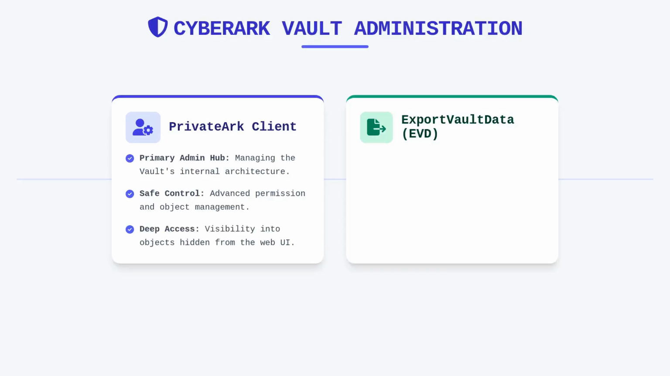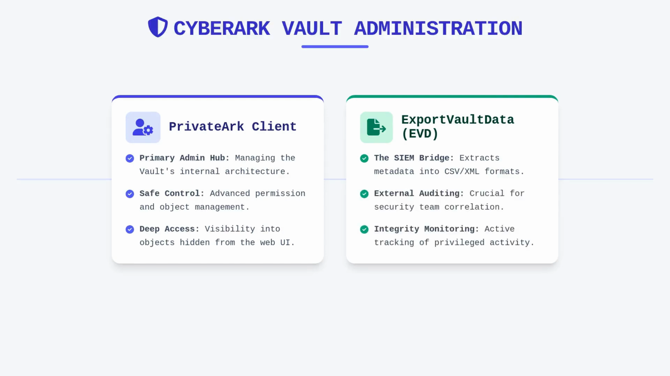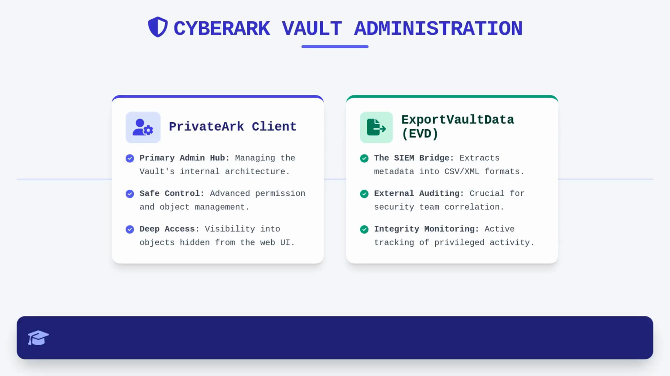Beyond this, utilities like Export Vault Data, commonly referred to as EVD, provide a necessary bridge for security information and event management systems, as it allows you to extract metadata from the vault into a CSV or XML format for external auditing. This capability is pivotal for security teams who need to correlate privileged activity with external security events. Learning to navigate these utilities ensures that you are not just maintaining the system, but actively monitoring its integrity. When you master these tools, you move from being a user of the interface to a true custodian of the underlying security architecture.